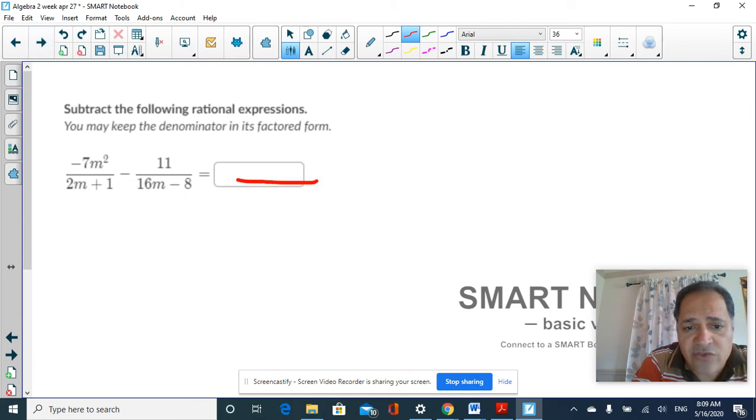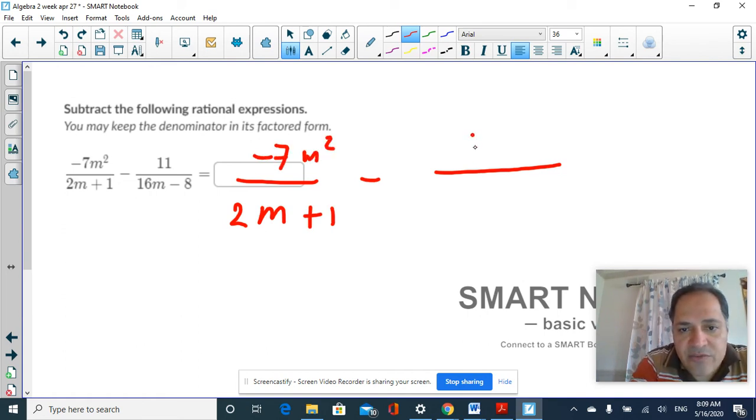Yes, you have to factor. The top is just 1. It's just one term in the numerator of the first expression, so we don't factor it. The denominator is 2m plus 1, there is no common factor, so it's still the same.